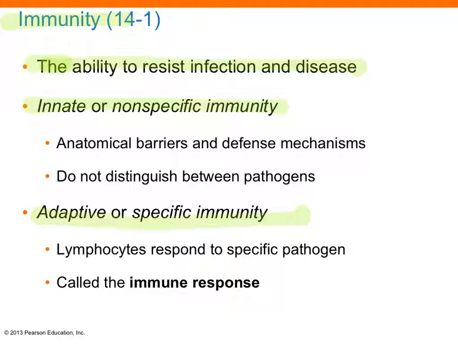Immunity is the ability to resist infection and disease. There are 2 types of immunity: innate or non-specific immunity, which does not distinguish between pathogens and is usually anatomical barriers and defense mechanisms. Secondly is adaptive or specific immunity, which includes lymphocytes that respond to a specific pathogen, and it's called the immune response.